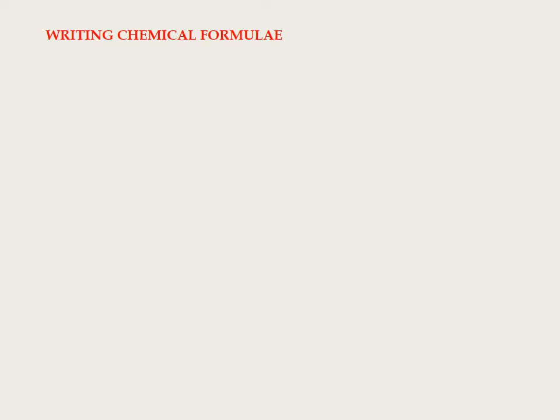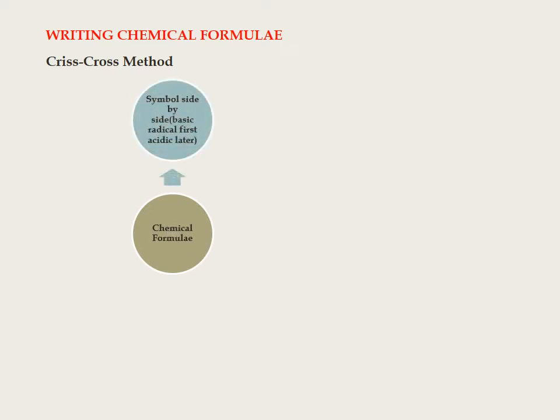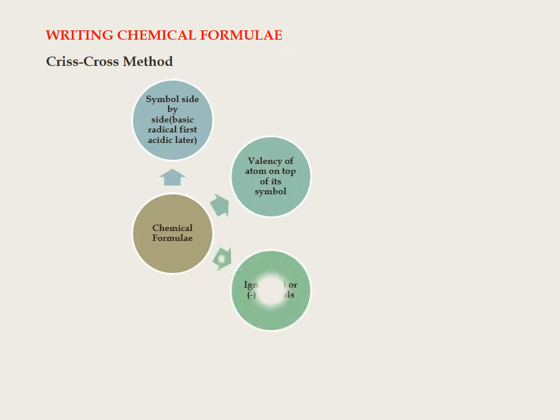Writing the chemical formulae. The following steps should be taken while attempting to write a formula. This method is called the crisscross method. Write the symbols side by side. Basic radical is written first and then acidic radical. Write the valency of each atom on the top of its symbol. Ignore the plus or minus symbols of the radicals. Divide the valency numbers by their highest common factor, or HCF, if any, to get the simplest ratio.